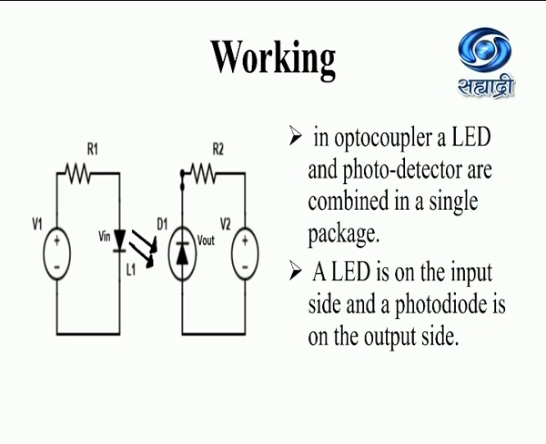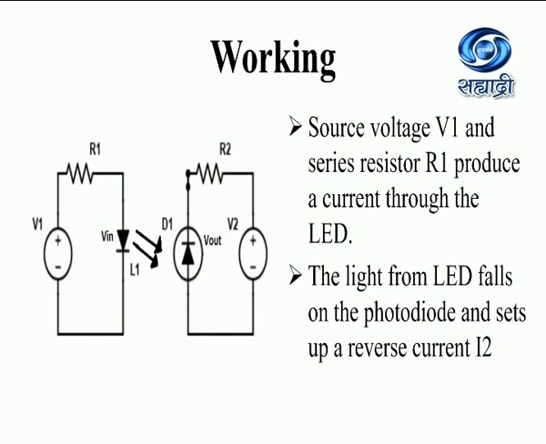So let's see the working. In an optocoupler, an LED and photodetector are combined in a single package, and the LED is on the input side and the photodiode is at the output side. Whenever source voltage V1 and series resistance R1 produce a current through that LED, that's why R1 and V1 are used at the input side, the light from the LED falls on the photodiode and it sets up the reverse current I2 from that photodiode, and voltage variations come across that photodiode. Hence we will get V out at the photodiode.